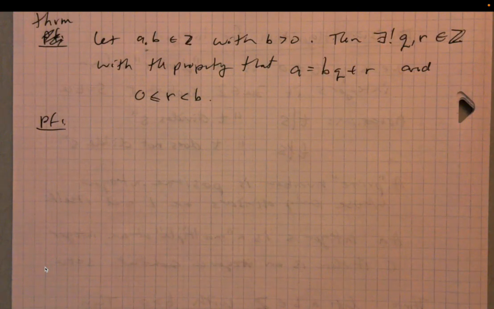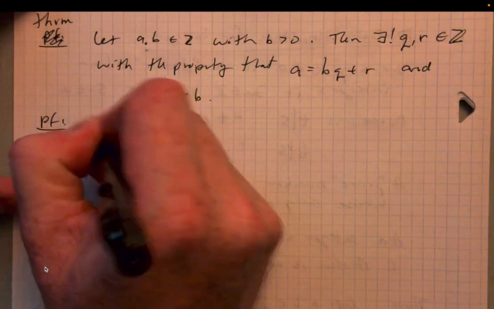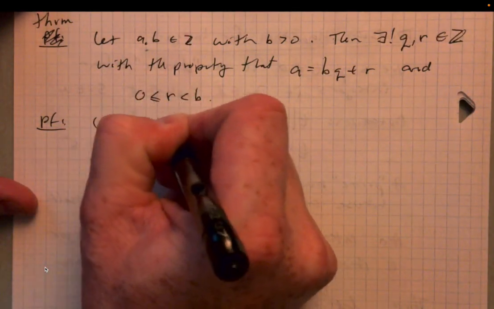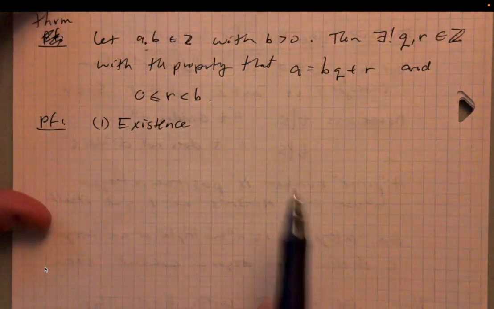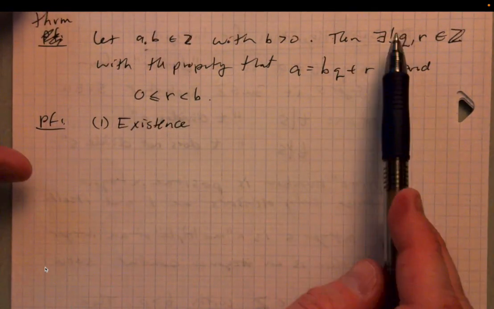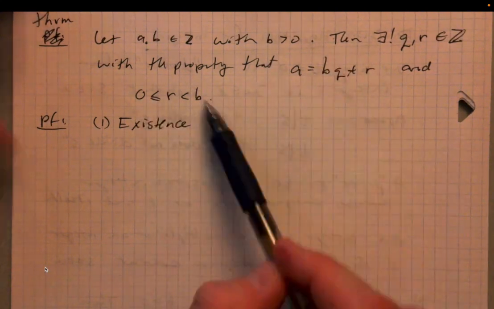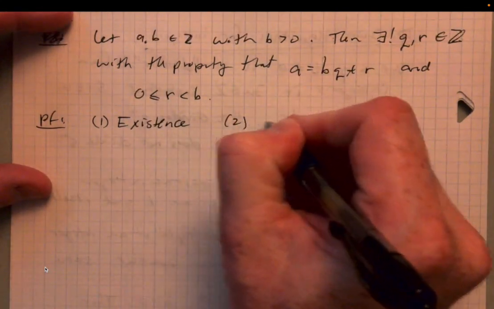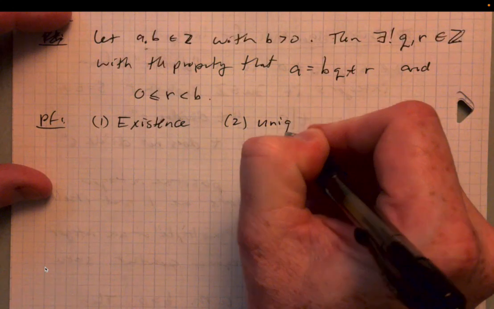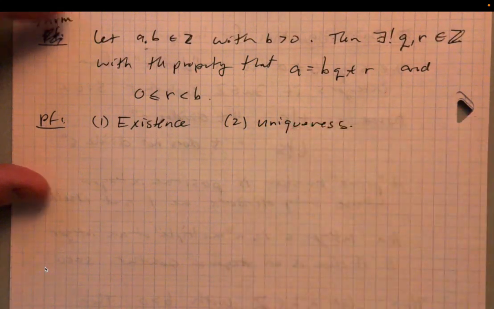Let's write the proof. There are a number of ways to prove this. I'm just going to go with the one that I recall seeing when I was taking this course for the first time. We're going to prove it in 2 steps. We start first with the existence, so prove that no matter what integers a and b are given, there's going to be some q and r that makes this true. And then we'll secondarily prove the uniqueness of q and r.